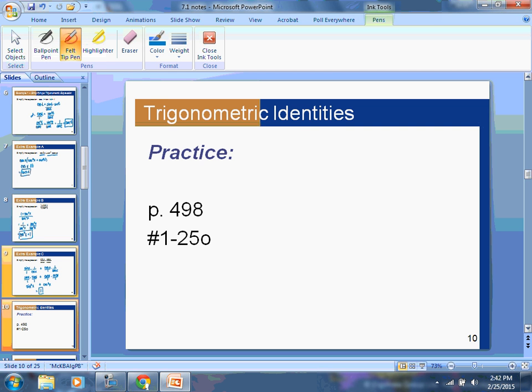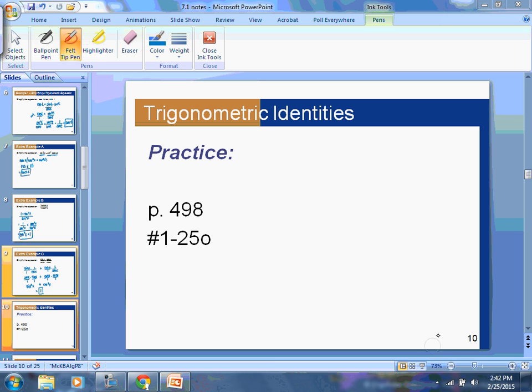Okay, so your homework is page 498, 1 through 25 odd. They're all odds, so that way you can see the answer in the back of the book. Eventually, these will get a little bit nicer because they'll give you the expression to simplify, and then they'll tell you the answer that you're supposed to get. So that way you at least know where you're supposed to get to, so you know how to work towards that answer. So now it's just kind of a little free for all.